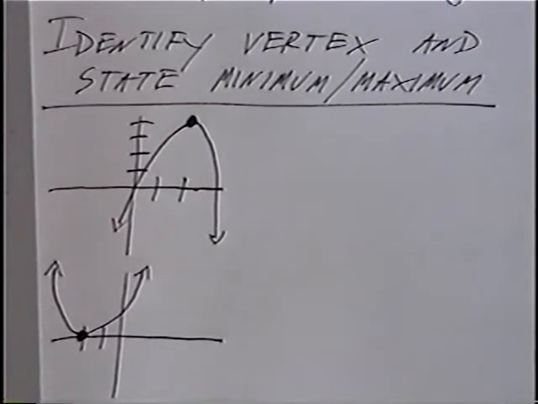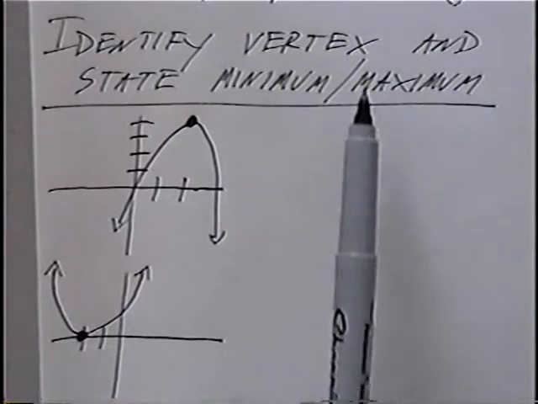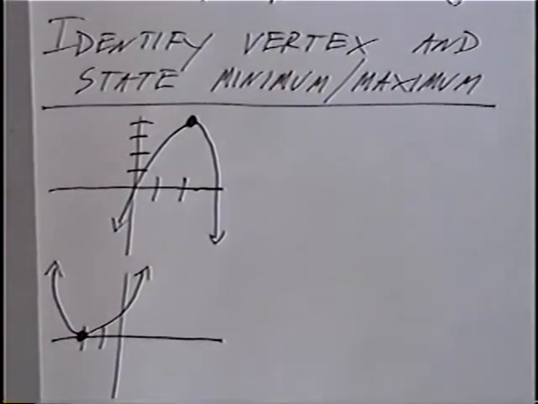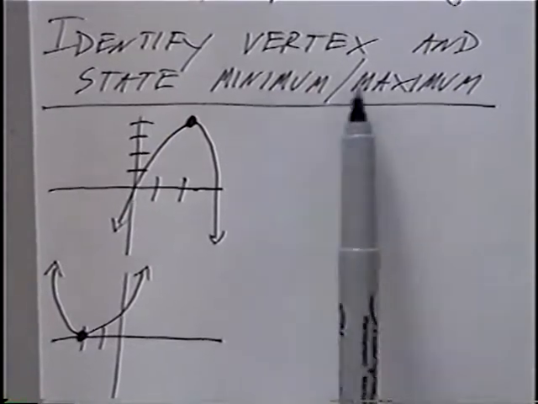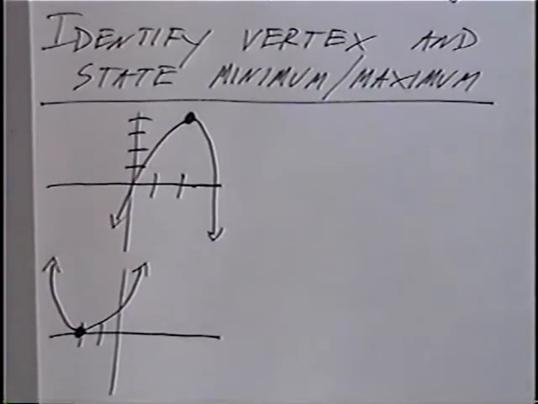For the next two problems, we're going to identify the vertex and state the minimum and maximum. The vertex is the point where the graph turns around, and a minimum means it has a lowest point, and a maximum means it has a highest point.